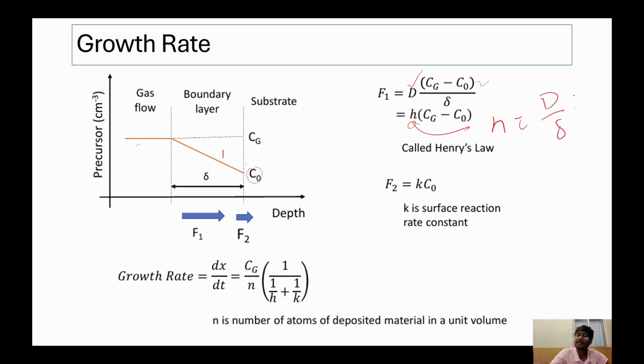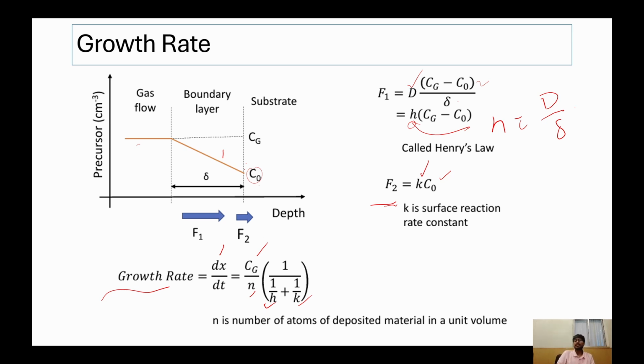This is the flux. Here H is the Henry's constant, which is equal to D by delta. The other flux F2 is given by K into C0, whatever concentration is available at the interface, where K is the reaction rate constant. So the growth rate dx by dt is given by Cg by N into 1 over (1 by H plus 1 by K). Here H is Henry's coefficient and K is the reaction rate constant. This is the growth rate for the CVD.